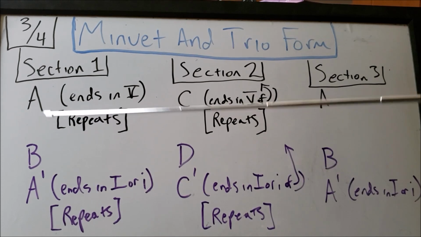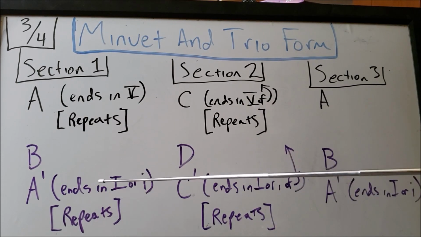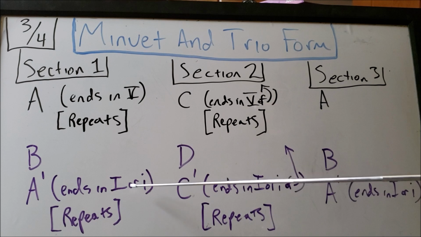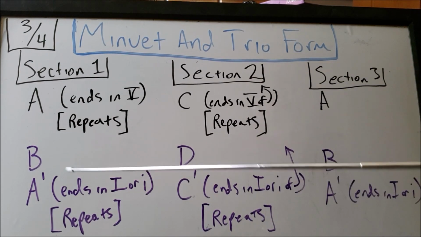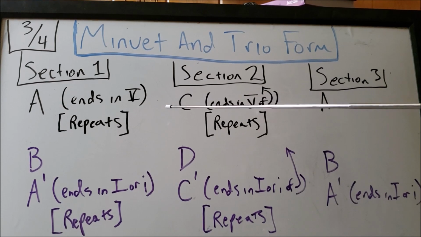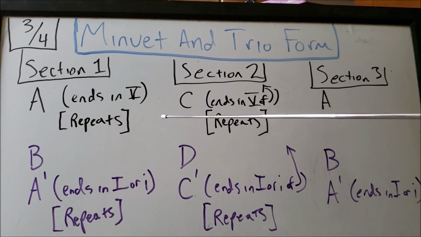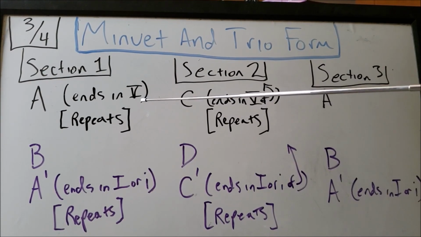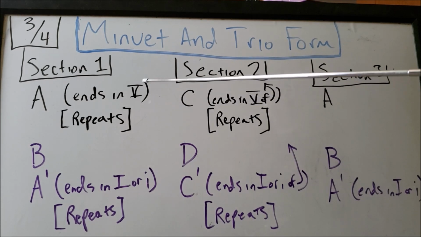Now the difference between A and A prime is that A prime ends in the tonic, either major or minor, whereas A ends in the dominant. And I'd like to pose the question, why does that make sense? Is it an arbitrary rule, or what do you think?